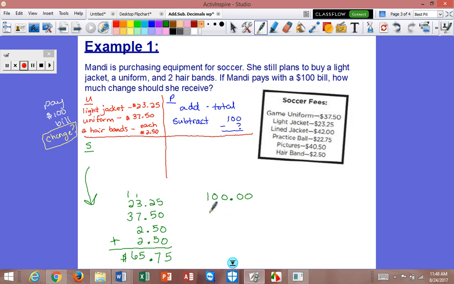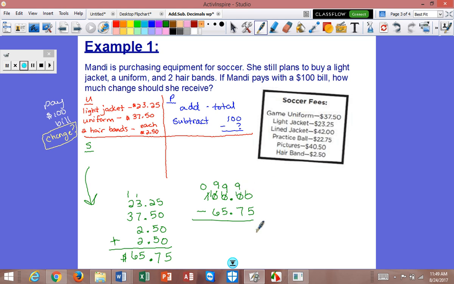Then I'm going to subtract $65.75. Again, I lined up these decimals. Alright, I have to do a lot of borrowing in this. I can't do 0 minus 5, so I have to come all the way over to this 1. I make that a 0 and this a 10. And I'm going to have to borrow from each one until I get back to this.